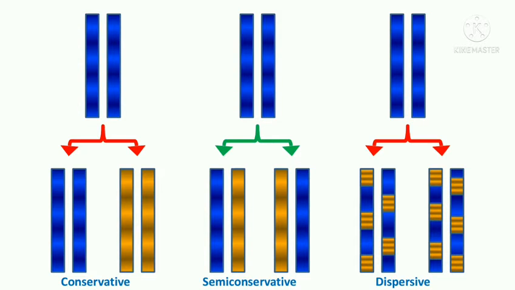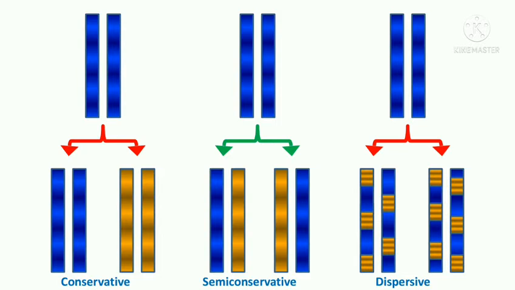In the next model, you see that the parent DNA is as it is, and from one strand a new strand is made, and from the other strand another new strand is made. So one of the parent strands is conserved, and that is why this is known as semi-conservative. That means half of the parent DNA is conserved in this type of replication.